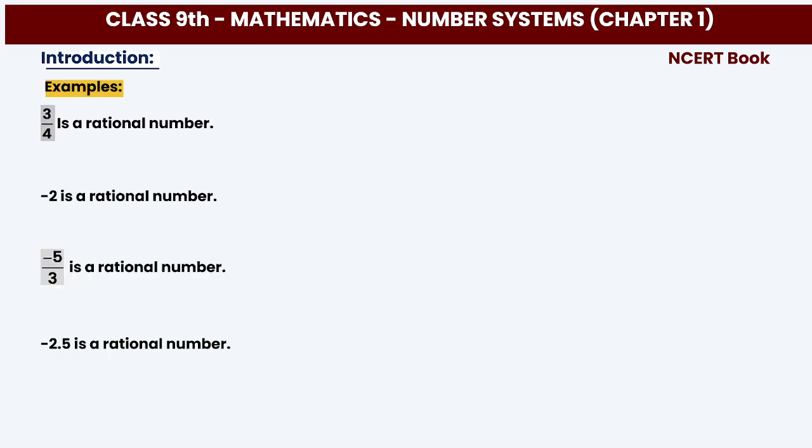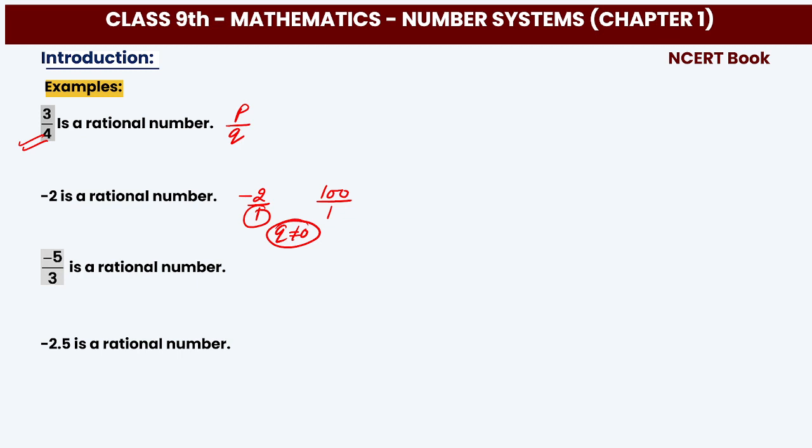Now here some examples are there. 3 by 4, it is a rational number. Why is it a rational number? Because we are writing it in the form of p by q. Minus 2 is a rational number. Here the denominator is not there, but in the denominator we can write 1, right? If we have 100, we can write 100 by 1. Here q is not equal to 0. Only this condition we have to see.